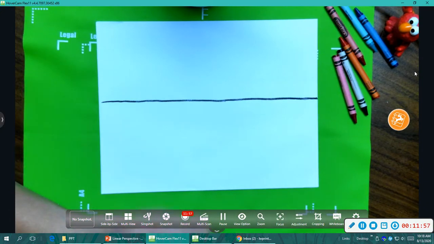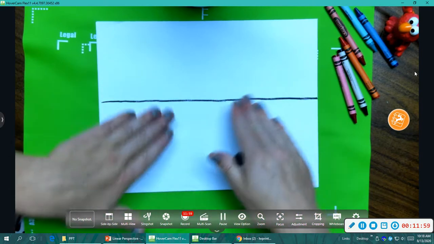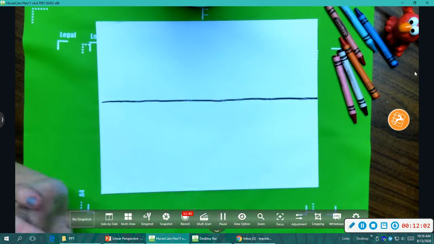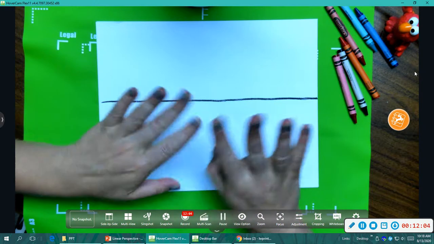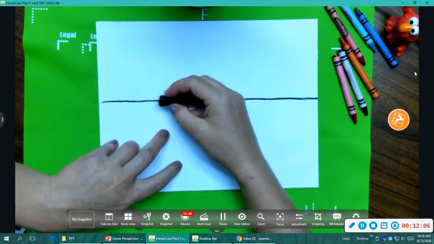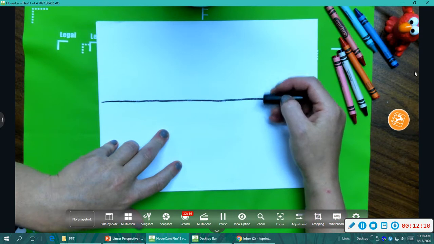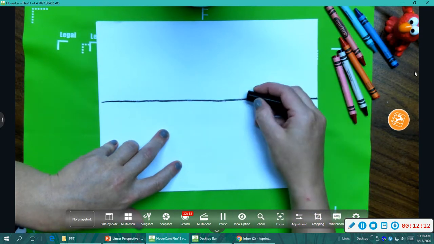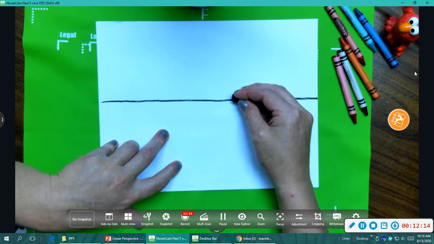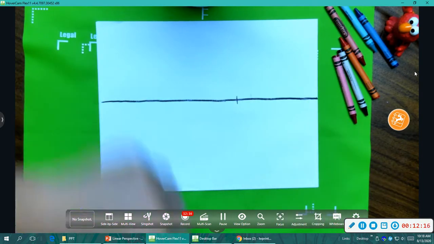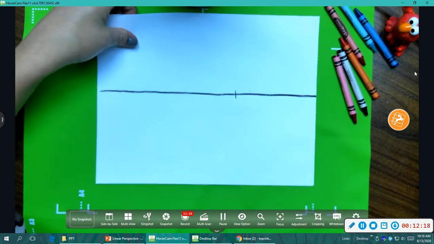Alright, once you've got this, you know that you need a vanishing point somewhere on the horizon line. Not near the horizon line, but on it. It could be to the left, to the middle, slightly right of middle, or to the right. Any way you want it. I'm going to come right here and just make a small mark. I don't need a giant dot.